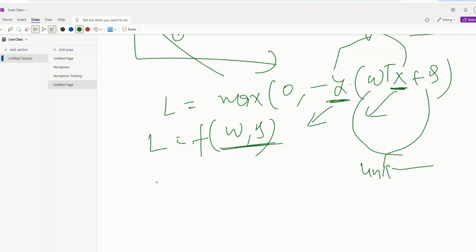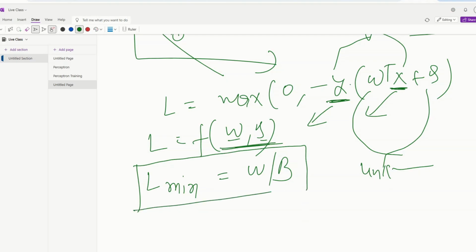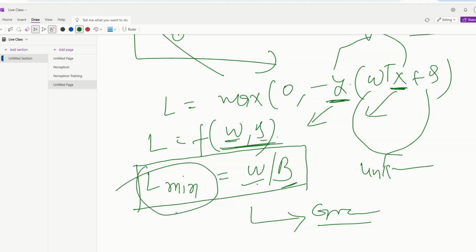So what is the purpose of the loss? I want to find such weight and bias where my L is minimum. Find the weight and bias so that L becomes minimum. This is the function, and according to gradient descent, we find such weight and bias, because loss is a function of weight and bias, so that my loss becomes minimum. This is what we call gradient descent.